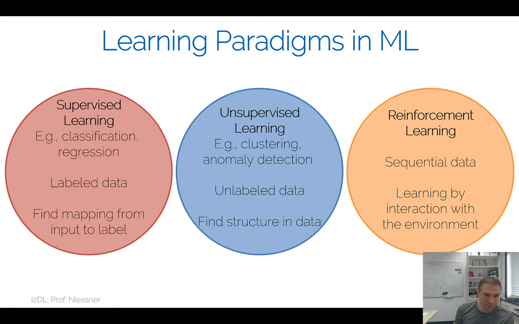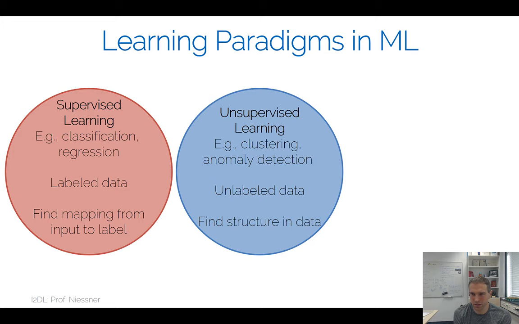And then we have this paradigm of unsupervised learning. We didn't talk too much about it. We talked a little bit about it in the context of autoencoders. We have some clustering, anomaly detection. We typically have unlabeled data. And the point is we want to find some structure, right? Using an autoencoder, that's typically what you do: you reconstruct the image itself and then you do some sort of clustering in your latent codes. And that's an unsupervised learner.